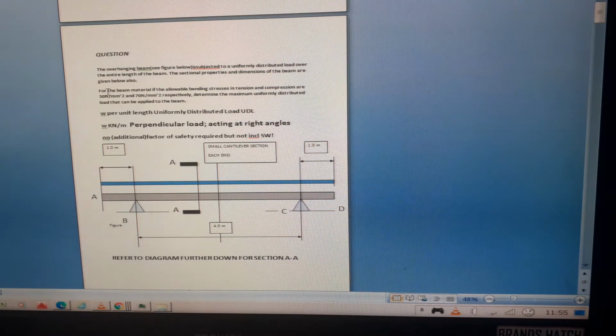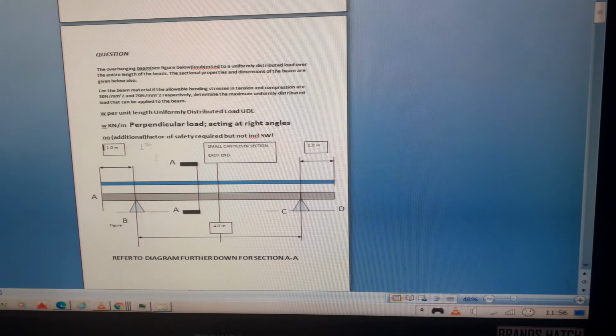The important bit of the question says, for the beam material, if the allowable bearing stresses in tension and compression are 30 newtons per millimetre squared and 70 newtons per millimetre squared respectively, determine the maximum uniformly distributed load that can be applied to the beam.